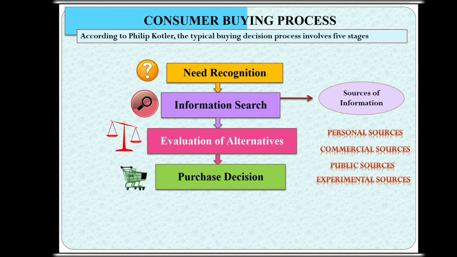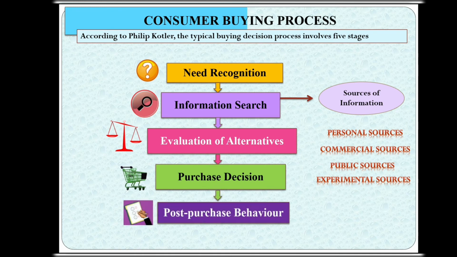The next stage is post purchase behavior. So at this stage, the consumer takes further action after purchase based on their satisfaction or dissatisfaction level with the product. So what determines whether a buyer is satisfied or dissatisfied with a purchase? The answer to this question is the relationship between the expectation of the customer and the performance of the product.